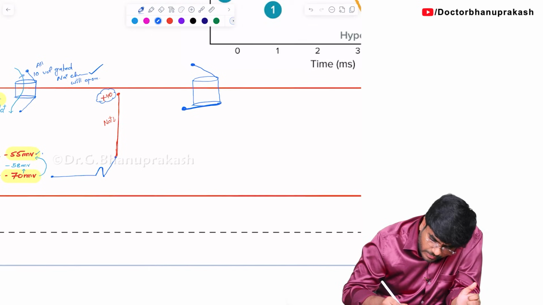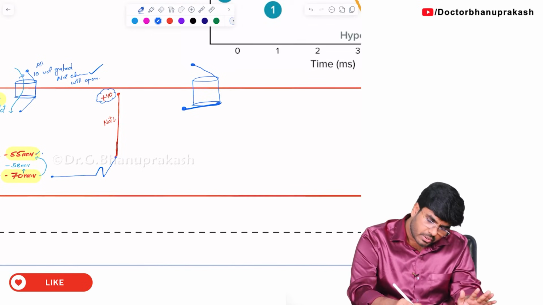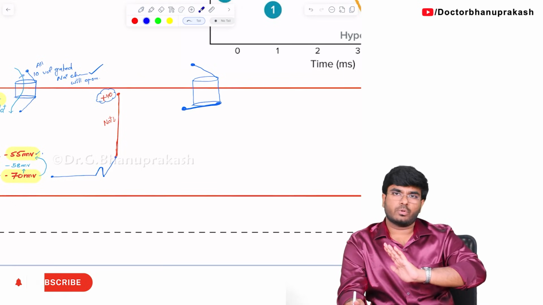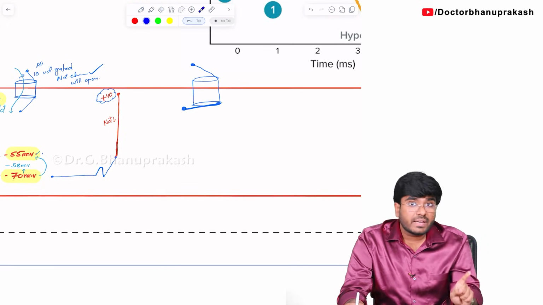Now tell me, do you think sodium influx is possible now? No, sodium influx is not possible. No more sodium influx, because the sodium cannot enter into the cell as the inactivation gate is closed. The sodium channel got inactivated because of the closure of the inactivation gate. Now this is event number 1.